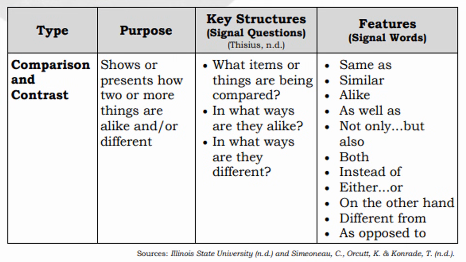Next type is the comparison and contrast. The purpose is it shows or presents how two or more things are alike and or different. The key structures or signal questions: what items or things are being compared? In what ways are they alike? In what ways are they different? And the features or signal words: same as, similar, alike, as well as, not only but also, both, instead of, either, or, on the other hand, different from, as opposed to.